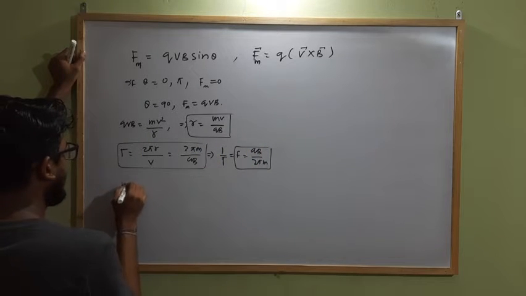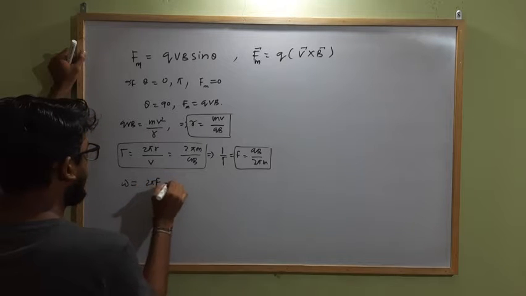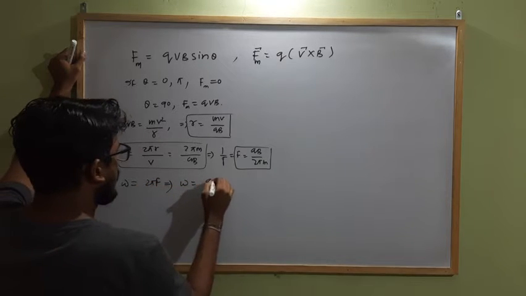And from this you can get omega equal to 2 pi f, which implies omega equals QB by m.